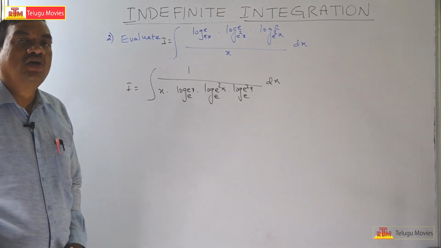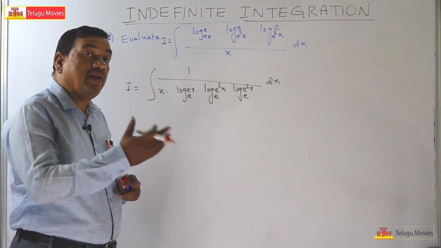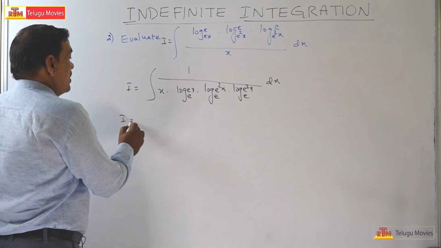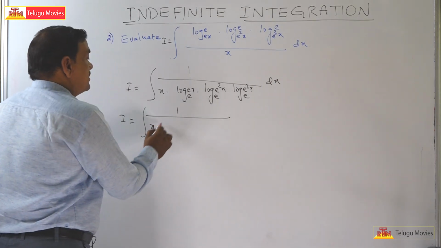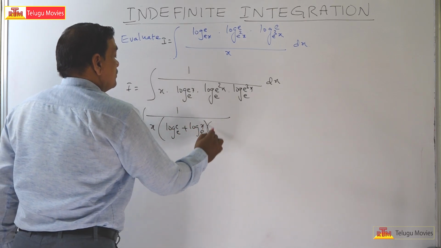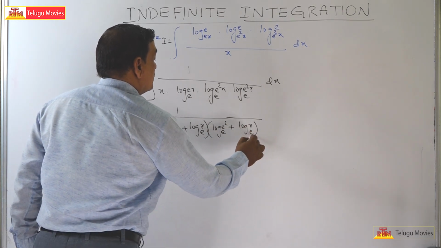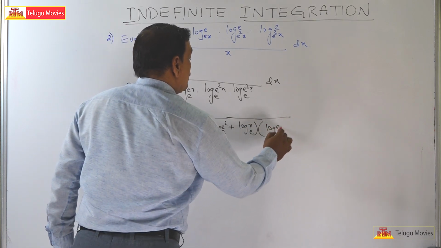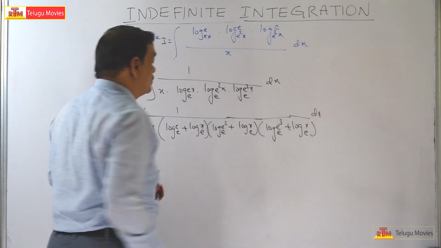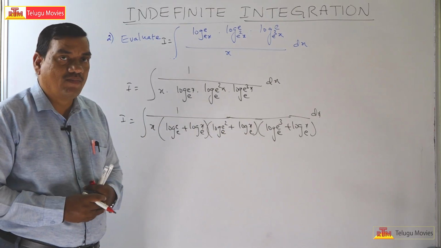Understand? Then afterwards, what will we do? We will separate it. Why? Because log of a into b is log a plus log b. Here log e square x, log a plus log b, I will separate. So, I is equal to the integral of 1 by x into log e to the base e plus log x to the base e, into log e square to the base e plus log x to the base e, into log e cube to the base e plus log x to the base e dx. Okay. So, I have applied the formula, log a into b is log a plus log b.